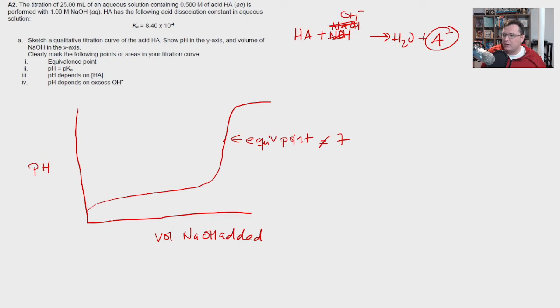So we know that the equivalence point is going to be right here. We know that it's not going to be equal to 7. And what we're going to then have in terms of the next regions is pH equal to pKa.